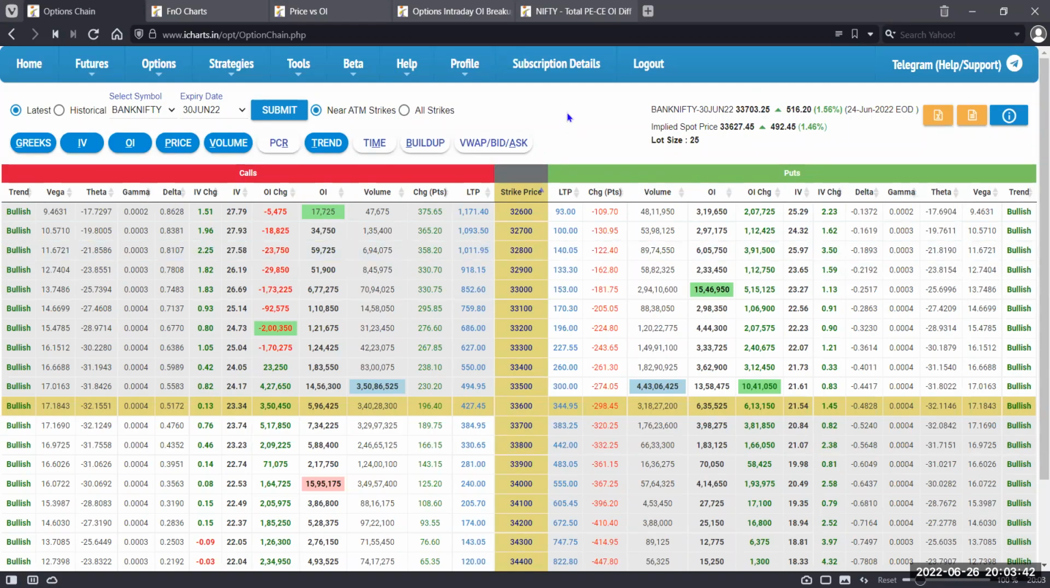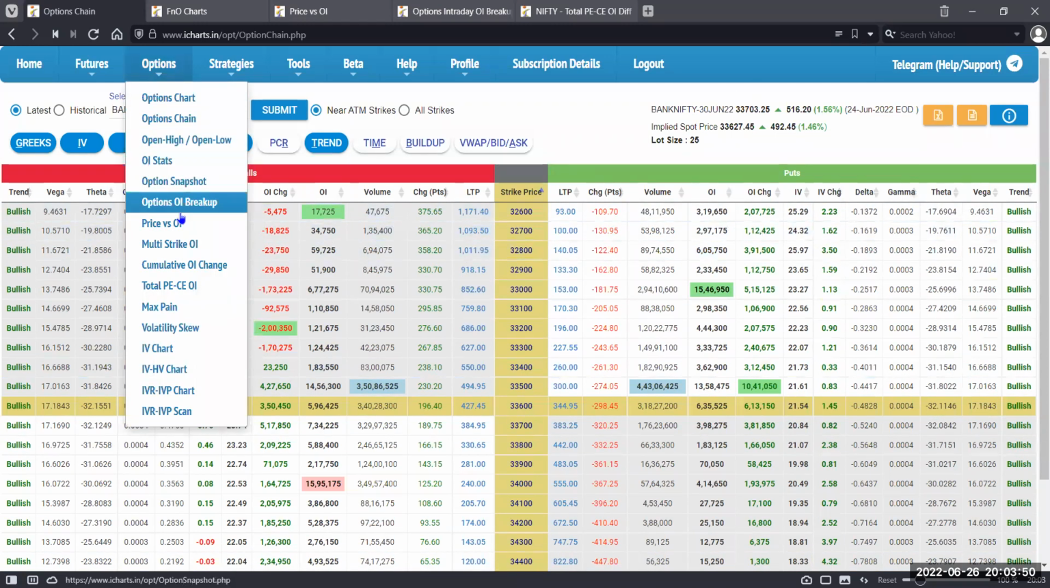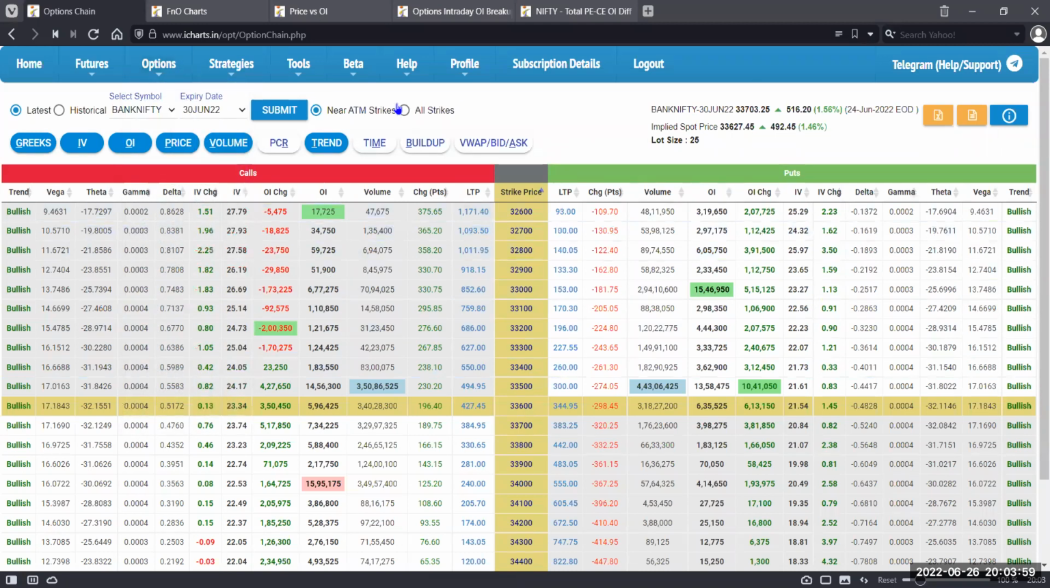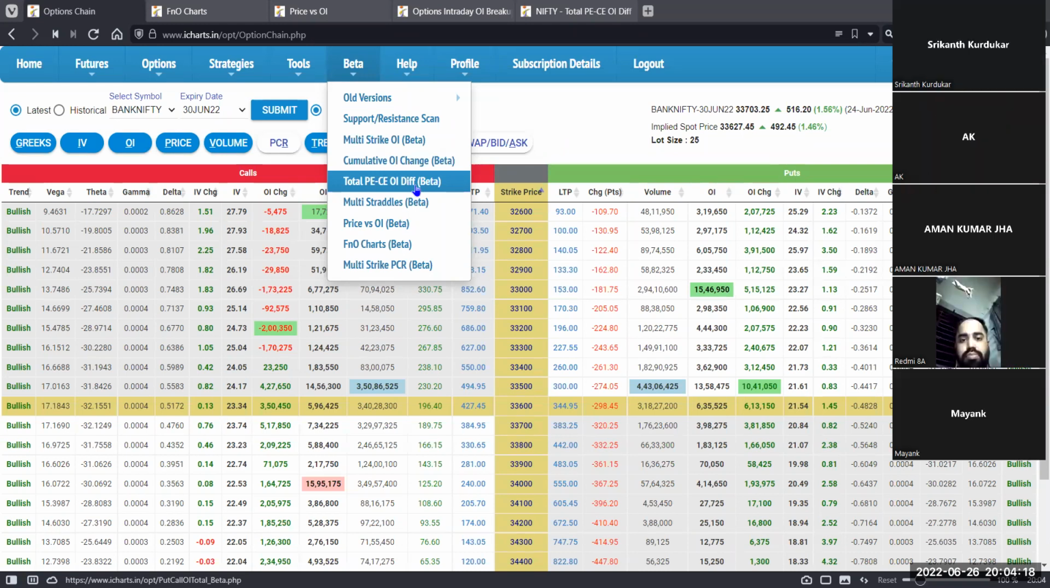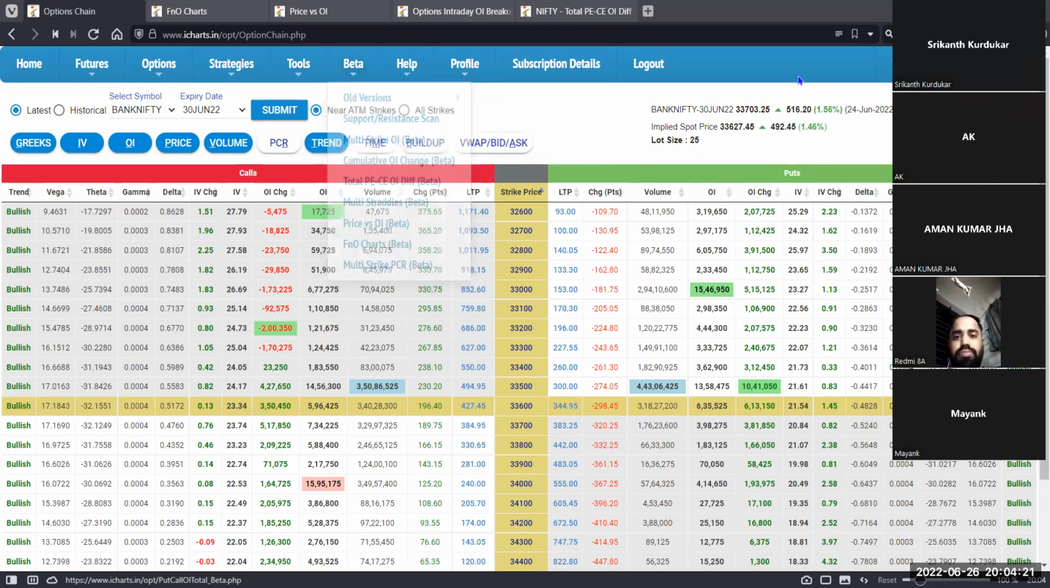Okay. So I'm not going to repeat because I generally explain how to analyze the option chain and then go in detail into tools like cumulative OI change, multi-strike OI, and all those things. So I'll just jump to total PECE OI because I had got quite a few questions. People wanted me to go through this again in detail. So we'll go through that. And once this is done, then you can tell me what tool you would like to know about, and then I'll discuss that.